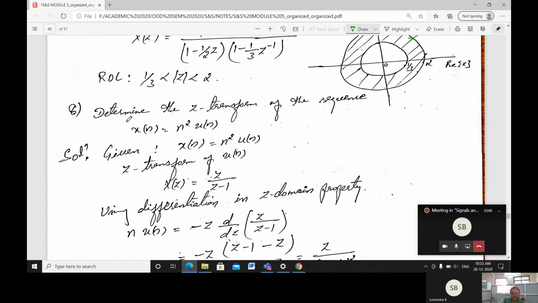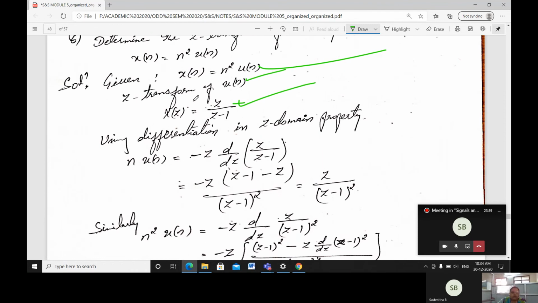Next problem is to determine the Z transform of the sequence x of n is equal to n square into u of n. This is the given equation that is taken. Then what is the u of n z transform? It is z divided by z minus 1. At least remember the z transform for u of n. It will be easy for us when we solve a few more problems further. Or else, by using the equation, go on substituting fast and you can get this result also.